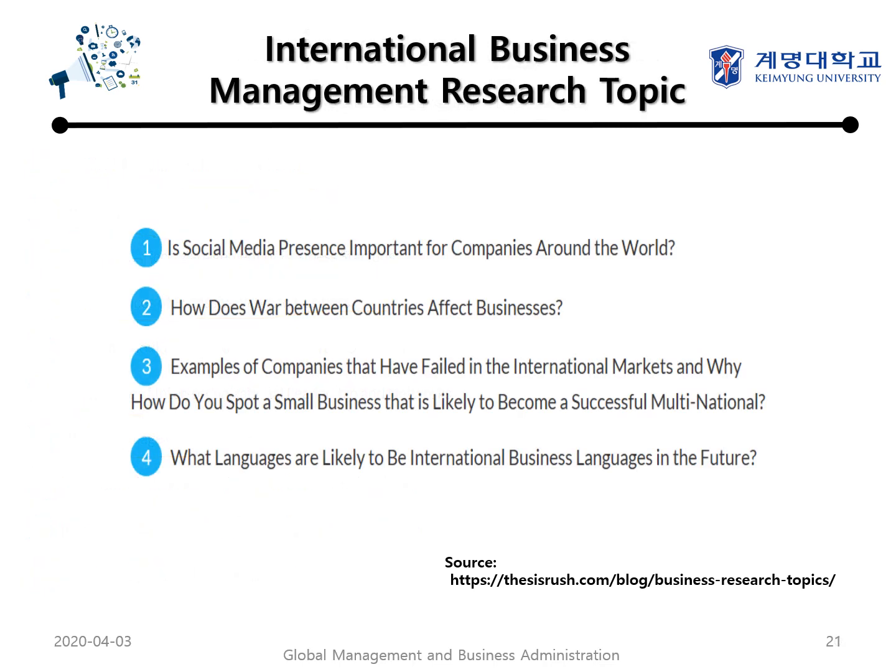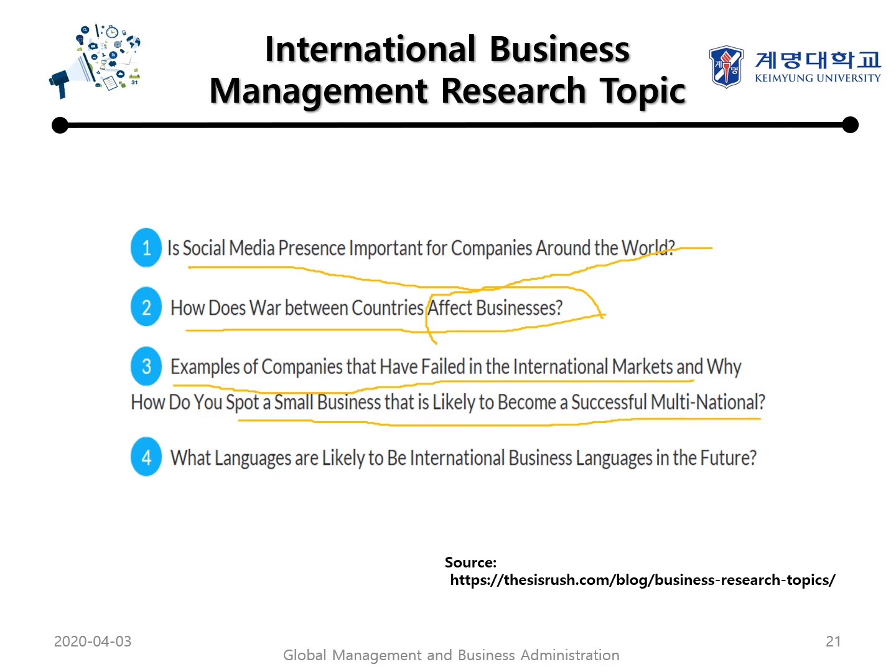For an international business management research topic, you may talk about social media as an important part of improving strategy or competitive advantage for companies around the world. You may also find it interesting to study the history of war that affects the relationship of one country in terms of international trading. You may also look at examples of companies that have failed in the international market and why, how to spot a small business that is likely to become a successful multinational, and languages that are likely to be the international business language in the future.